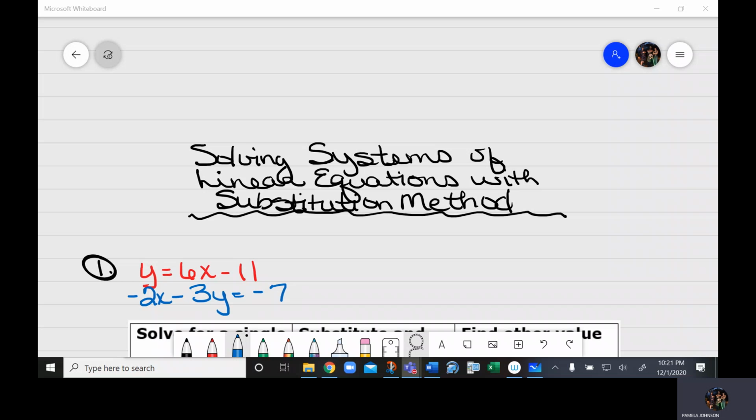Hi everyone. Today we're solving systems of linear equations with the substitution method. Okay, so let's just jump right in.